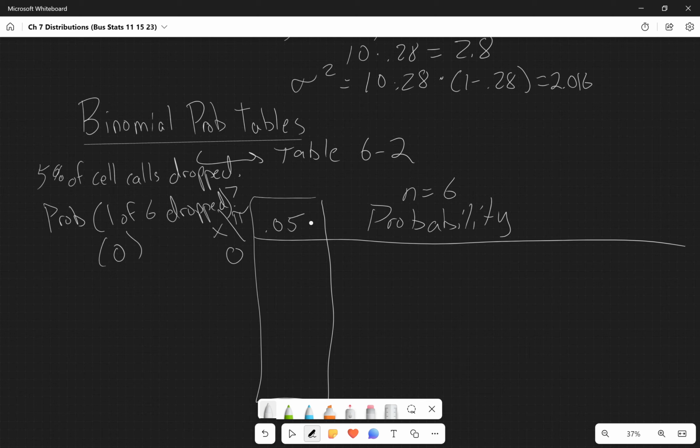If we are looking at 0 of them being dropped, the probability is going to be 0.735. If we're looking at 1 of them being dropped, the probability is going to be 0.232. So these are the values inside of table 6-2, also in appendix B, B.1.